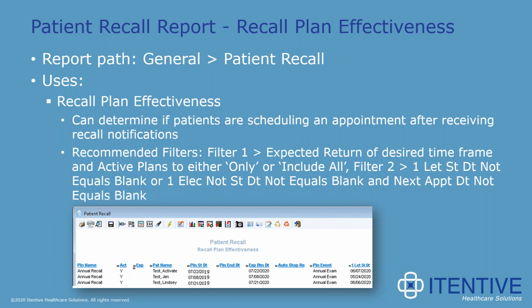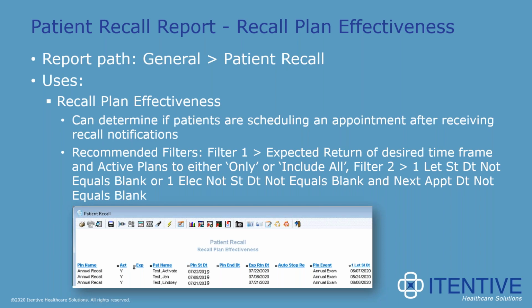So for my filter 1 tab, I would select that expected return date column, and I can use that to narrow down the dates of my report. So I can set it for whatever time frame. Maybe if you want to review these over the past month or even the past few months, you can do that.